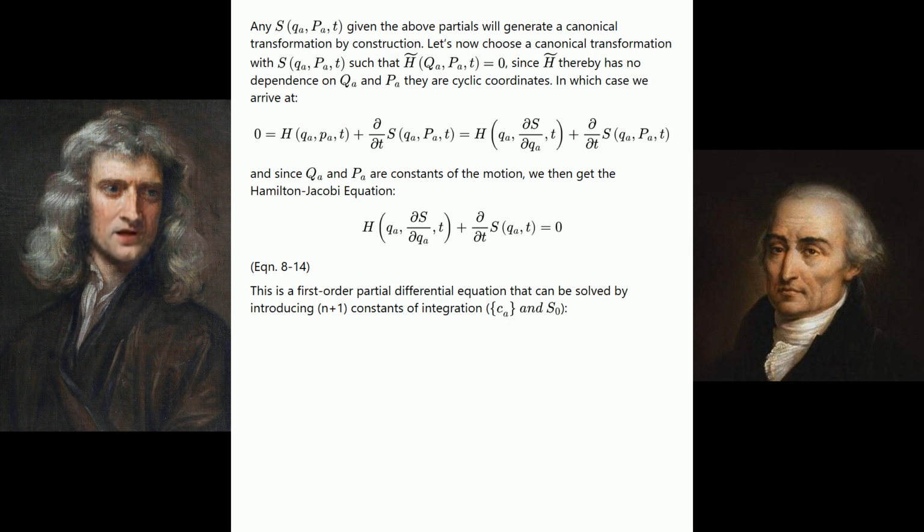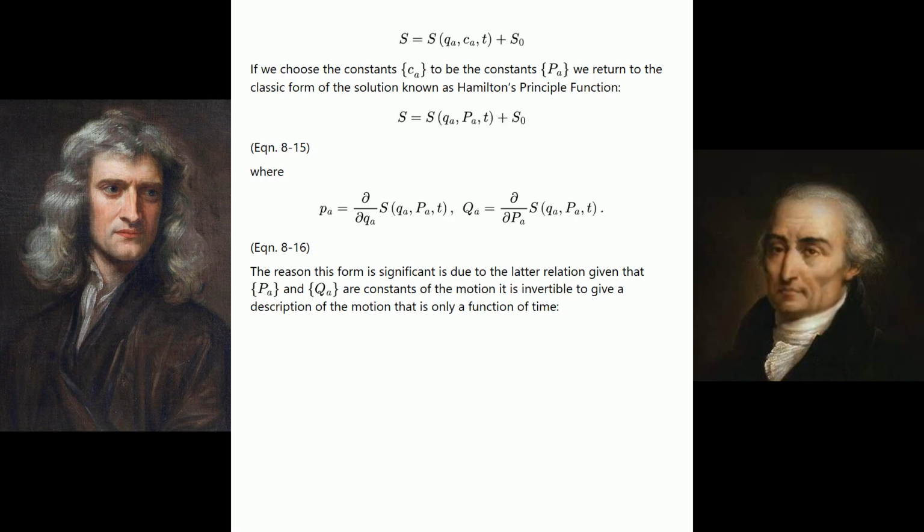See equation 8-14. This is a first-order partial differential equation that can be solved by introducing n plus 1 constants of integration, {c sub a} and a constant times S sub 0. See the next equation. If we choose the constants {c sub a} to be the constants to set p sub a, we return to the classic form of the solution known as Hamilton's principal function. See equation 8-15. Where, see equation 8-16.